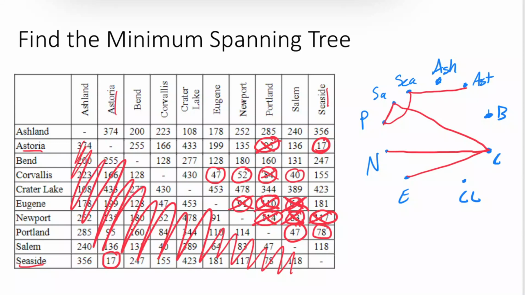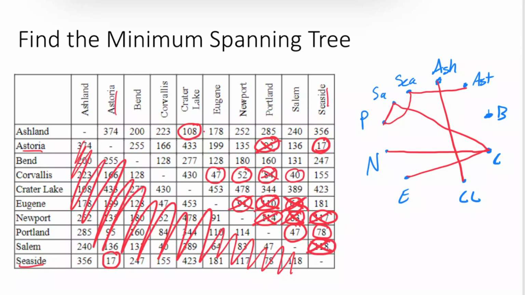Oh, and I actually missed this one. 108 was much smaller. So 108 connects Crater Lake to Ashland, connects those two. So we will end up using that one. And then I would have 118 Salem to Seaside, but that creates a circuit, so I won't use that.